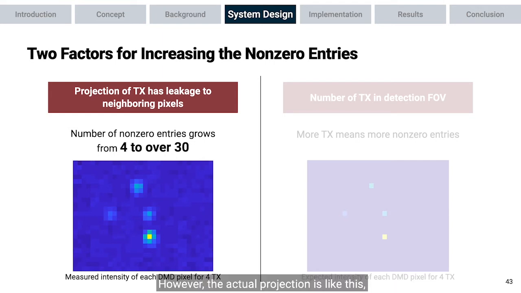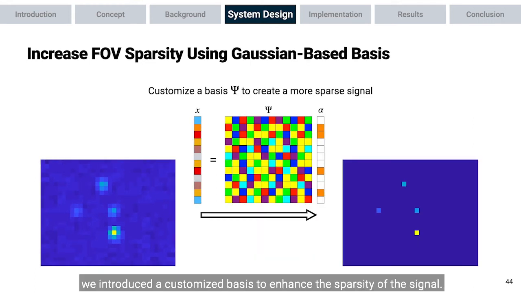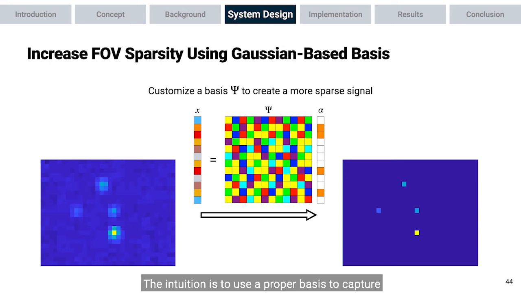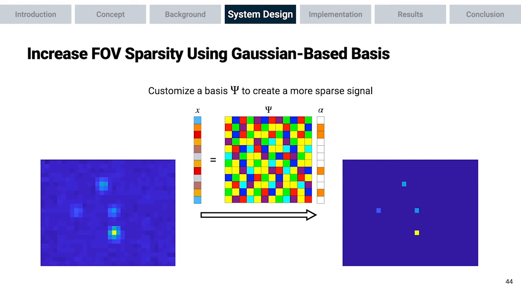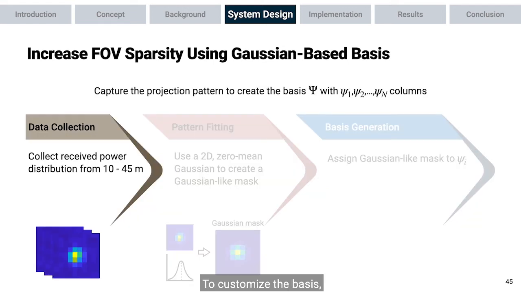However, the actual projection is like this, with more than 30 non-zero entries due to the leakage of the projection. To address this issue, we introduce a customized basis to enhance the sparsity of the signal. The intuition is to use a proper basis to capture the projection pattern of the transmitter. In this way, the basis can condense the leakage, bringing the number of non-zero entries closer to the number of transmitters. To customize the basis, we first need to model the projection pattern.